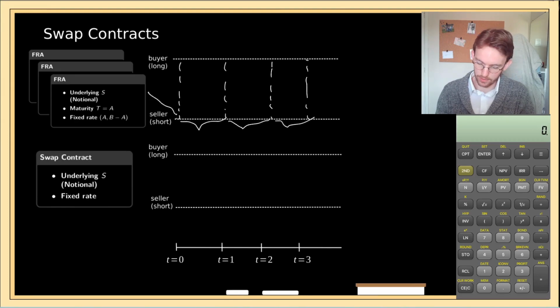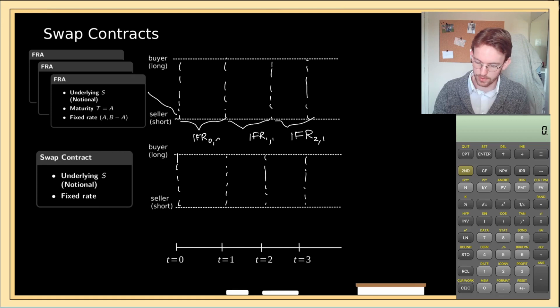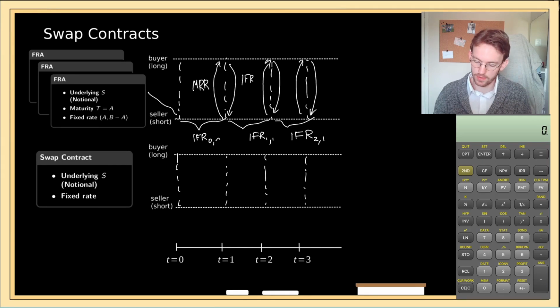Every forward rate agreement has a fixed rate for its own period. So the first period will be the implied forward rate 0,1. The second will be 1,1. And the third will be 2,1, etc. That means for the forward rate agreements, the long position pays the implied forward rate and the short position returns some floating rate based on the market reference rate. And the payment that the long position makes is different for every period.